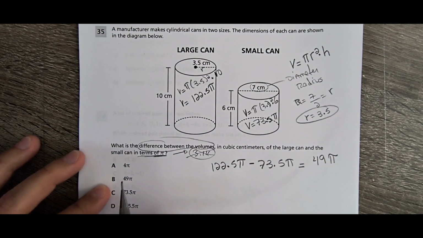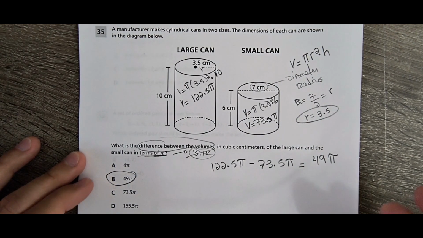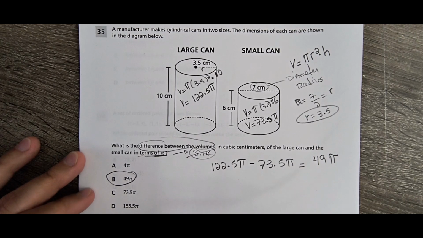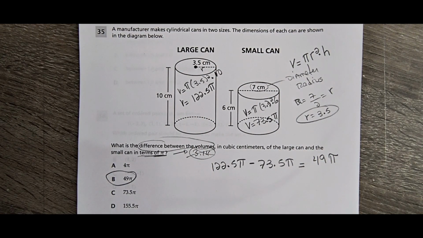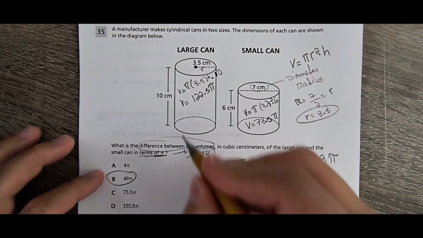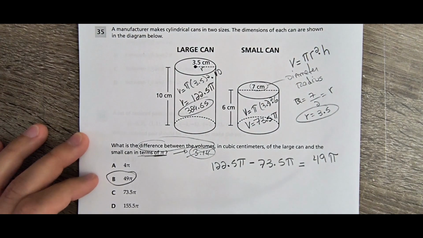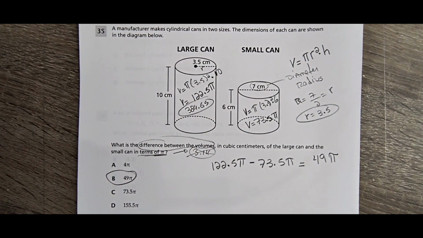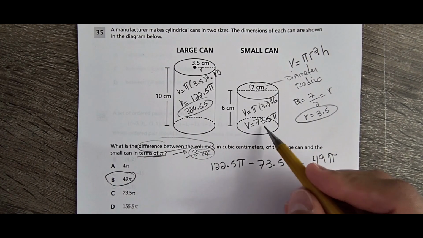If you convert pi, then you will get a little messy, which I will show you real quick. You have to do 122.5 times 3.14, and that will give you 384.65, which is okay, it's the same thing. Then you do the same multiplication for the smaller cylinder: you multiply 73.5 times pi, and you will get 230.79.